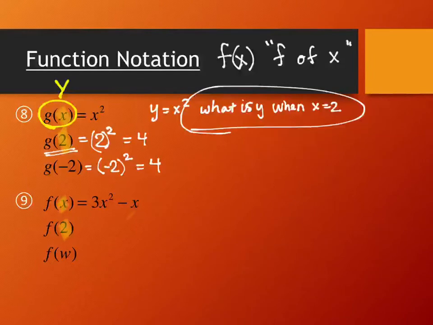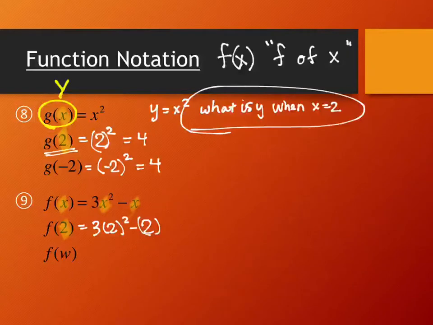So when I replace the x with 2, there are 2 places to replace the x with 2. So I have 3 times 2 squared minus 2. Please remember order of operations. That was the very first question on your last test, involved order of operations. So as you're looking at this, you have 3 times 2 squared minus 2.